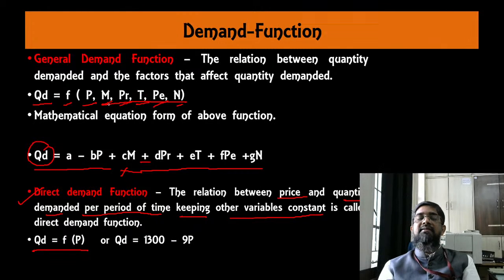जनरल में क्या है, सारे के सारे वेरिएबल्स आप मेंशन करते हो नोटेशनल फॉर्म में इन रिलेशन टू क्वांटिटी डिमांडेड. लेकिन डायरेक्ट डिमांड फंक्शन में क्या बताते हैं हम, वी ट्राई टू शो द फंक्शनल रिलेशन ऑफ प्राइस and quantity demanded. That is known as direct demand function, or in simple words it is written like this: the relation between price and quantity demanded per period of time keeping other variables constant is called direct demand function. You can see here, this is our direct demand function.